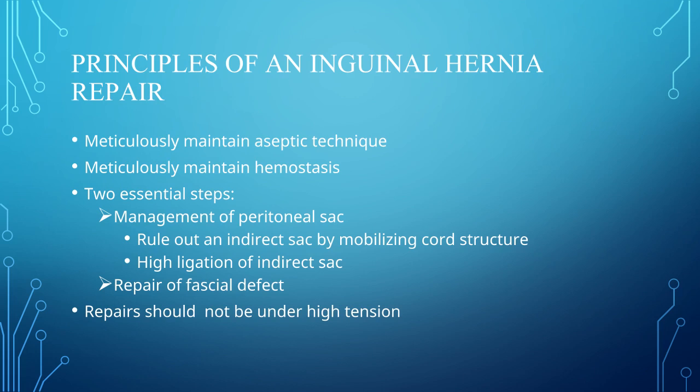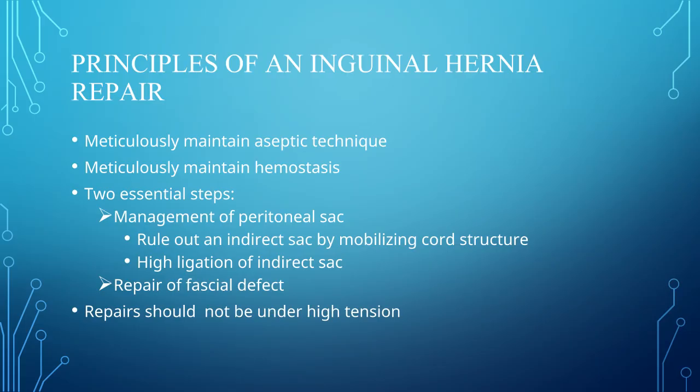The procedure includes two essential steps, regardless of the specific type of inguinal hernia. 1. Management of the peritoneal sac. You must rule out an indirect sac by mobilizing the cord structures. If a sac is found within the cord, it requires mobilization and high ligation. 2. Repair of the fascial defect involves reinforcing the weakened posterior wall of the inguinal canal.